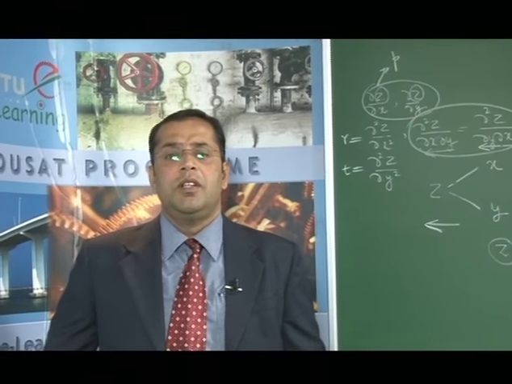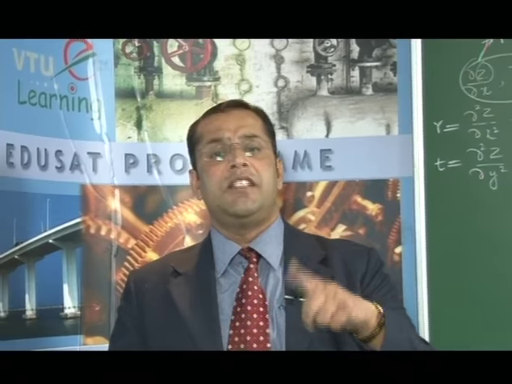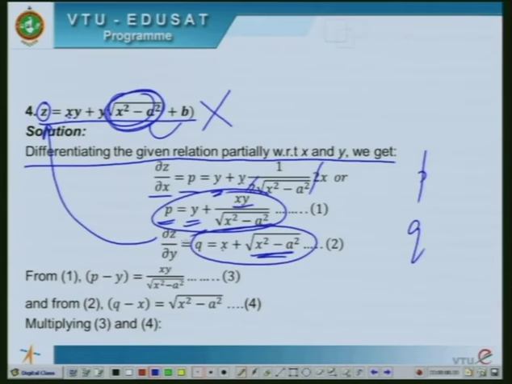So, this expression will not be used, because the two partial derivatives obtained do not contain b in them. You should now try to eliminate the constant from the partial derivatives itself. Because the two partial derivatives do not contain b, I will try to eliminate a from these two only. I do not require the given expression. So, how to do that? Go to 1, find the value of p minus y. Shift the y term to the LHS, and you get p minus y equal to xy by root x square minus a square. Let us call that equation 3.